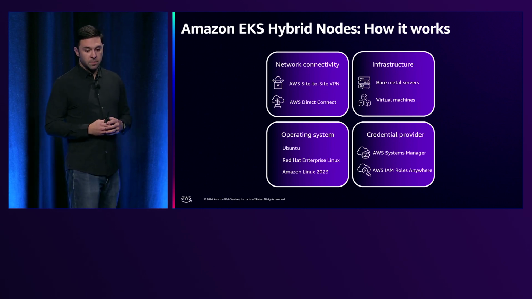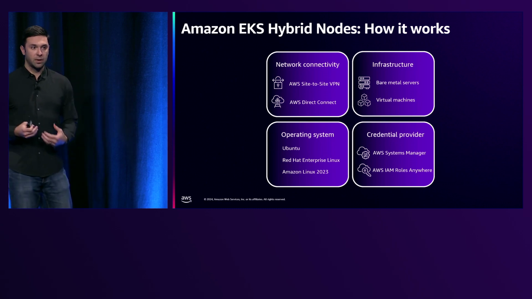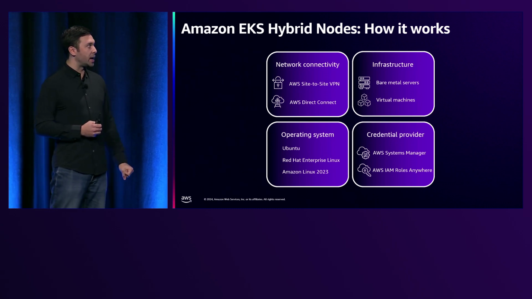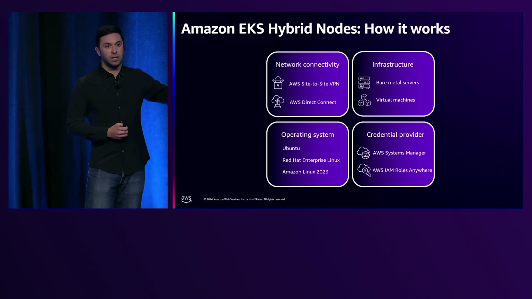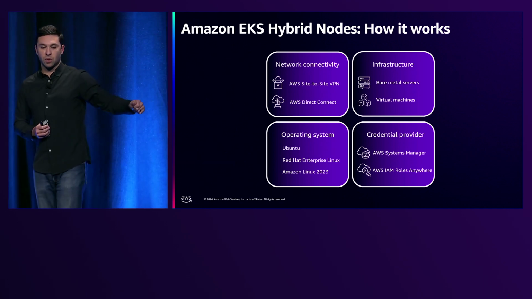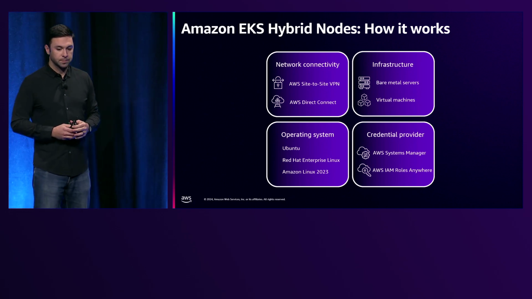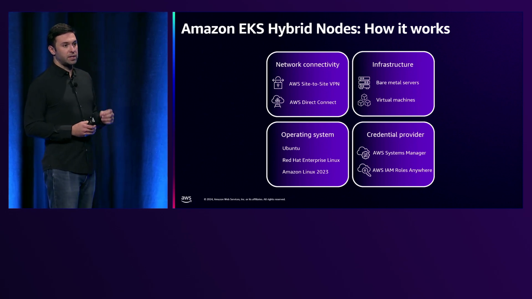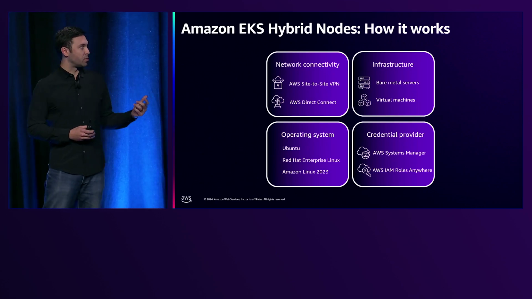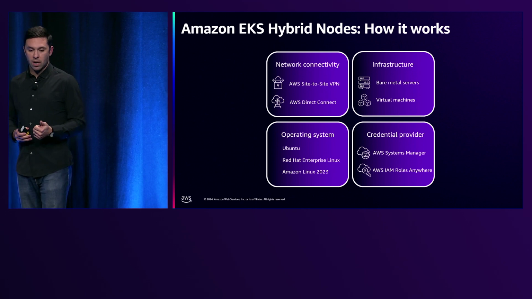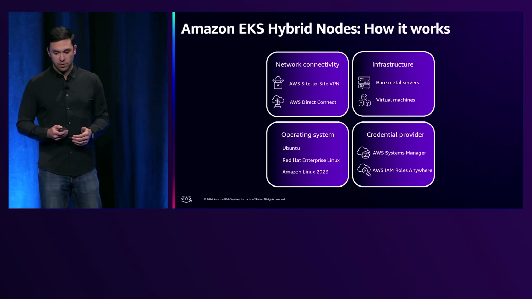At the operating system, these three operating systems that are listed here are compatible with hybrid nodes and validated by AWS for that compatibility at launch. Ubuntu, Red Hat Enterprise Linux, as well as Amazon Linux 2023. Amazon Linux 2023 can only be used in virtualized environments on premises. And for credentials, for authenticating that kubelet that runs on hybrid nodes with your EKS cluster, we're using temporary IAM credentials, and we require either using Systems Manager hybrid activations or IAM roles anywhere for those credentials.